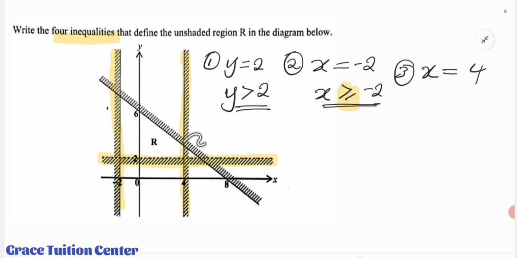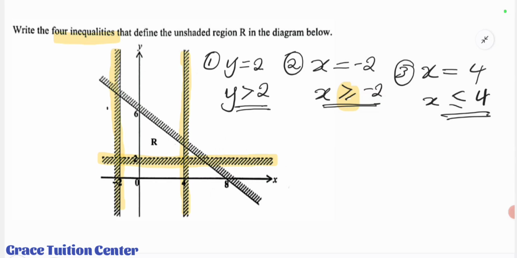So if the numbers to the left side of 4 are less than 4 and our region is on the side of the smaller numbers, then we can conclude that x is less than or equal to 4. That is the third inequality. We are saying the region R is on the left side of the line, and all numbers on the left side are less than 4. I really hope you've understood what we have done here.